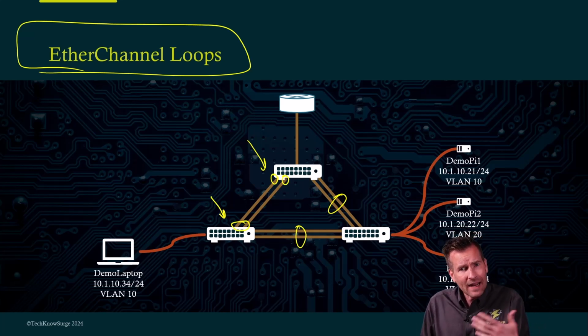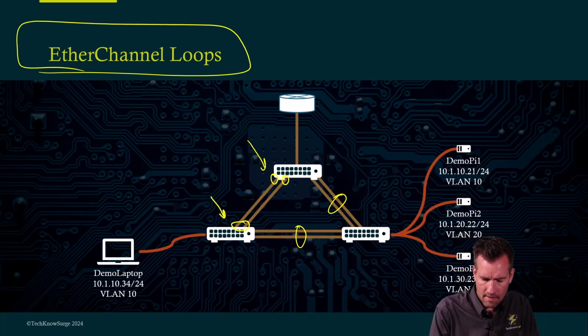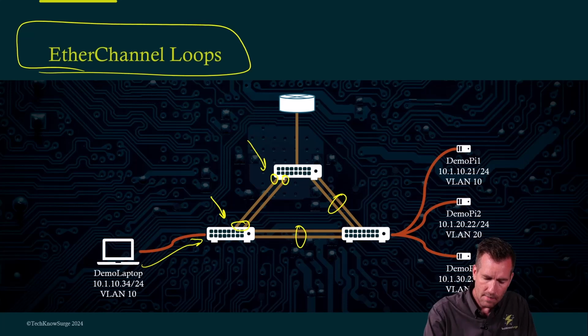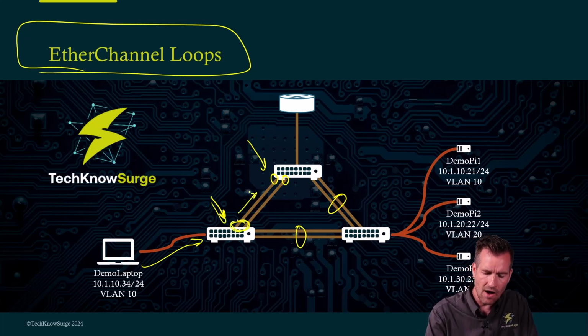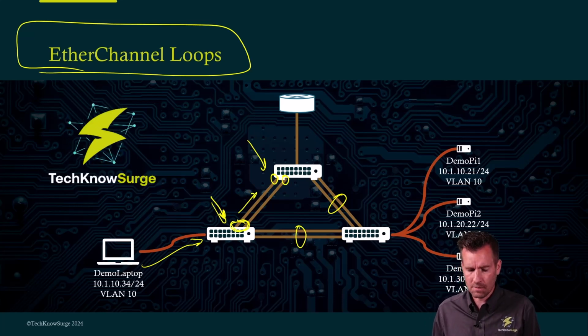Now, what happens when a broadcast comes into a switch is it gets forwarded out all the other ports except for the port that it came in on. So let's say there is a broadcast that gets sent out from this device right here. Since this is an EtherChannel right here, it's going to be sent down just one connection right here. It's not going to be sent out both because they're an EtherChannel.